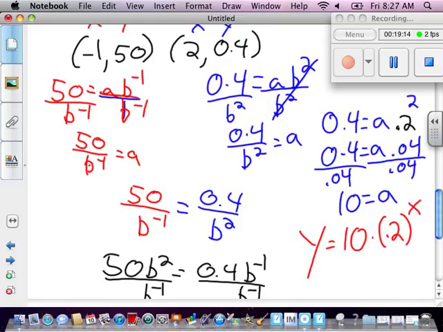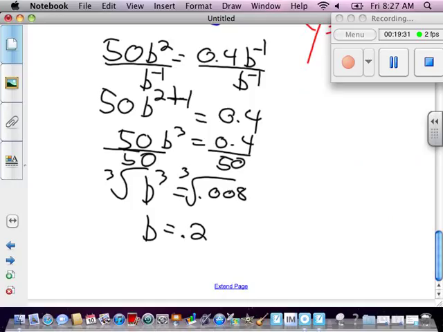Is this a growth or decay problem? Decay, because it is a decimal. Remember, a decimal or fraction for b makes it decay. All right. Let's do one more together, and then I'll have you do one on your own.